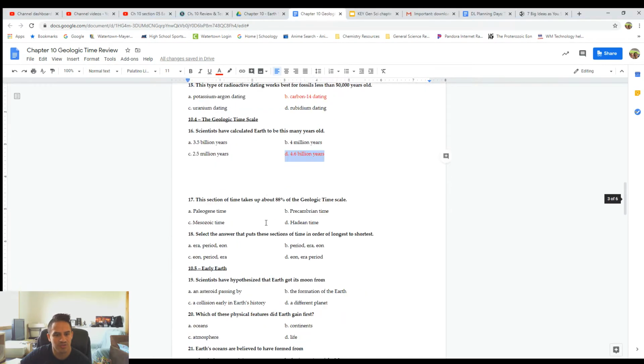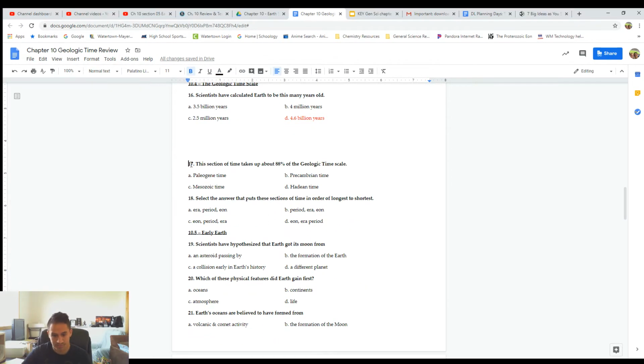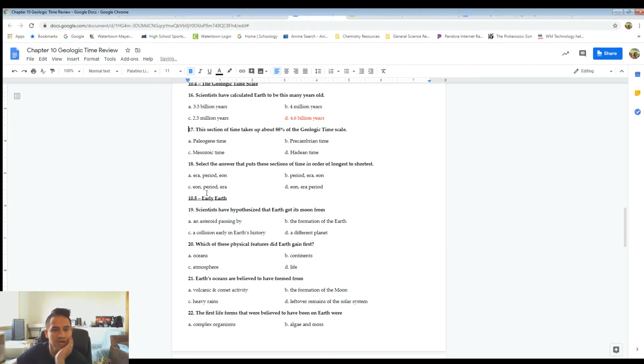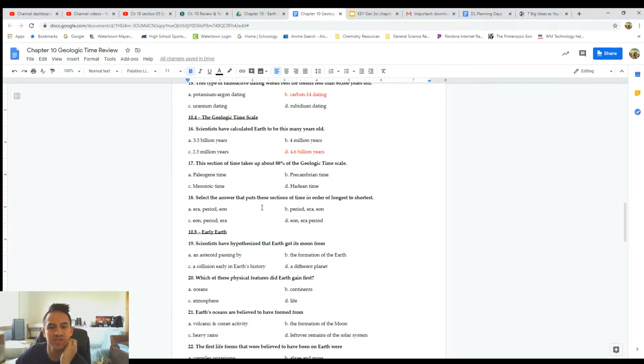Number 17, this section of time takes about 88% of the geologic time scale. If we look back at the geologic time scale, which is in chapter 10, section 4, Precambrian time is the part at the very beginning that looks really small, but it's actually most of the timeline. So about 88% of geologic time is Precambrian time, and only about 12% is after that, which is most of the things you've ever heard of. All the life forms and major events you've ever heard of happened after Precambrian time.